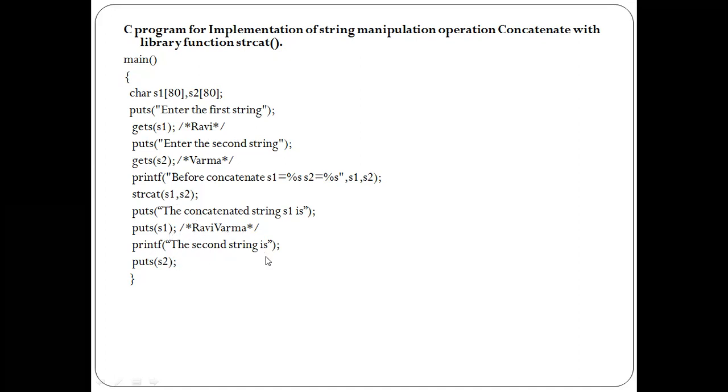printf the second string, puts(S2). The string S2 is Varma. This is concatenation in programming. In simple logic, concatenation means adding string 2 to string 1. String 2 will not be changed, S2 stays Varma, and string 1 will be changed because string 2 is added to S1, giving Ravi Varma.